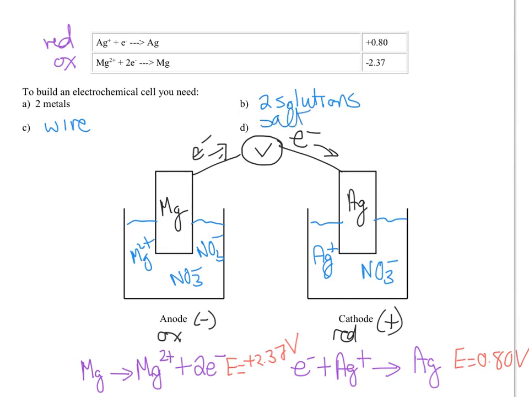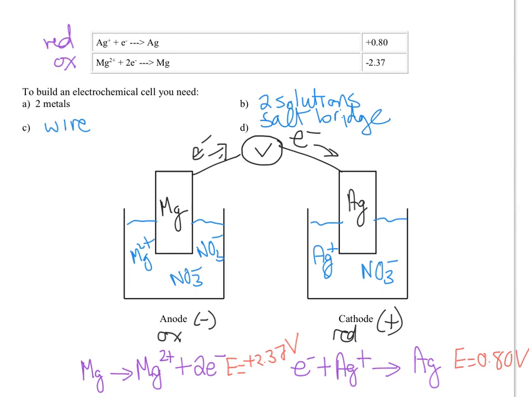salt bridge. A salt bridge is something that can carry ions. So typically in the lab, the salt bridge is basically a piece of filter paper that you dip in some salt solution, some ionic solution.